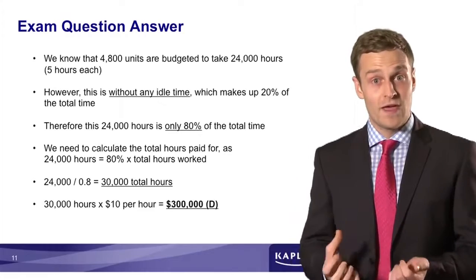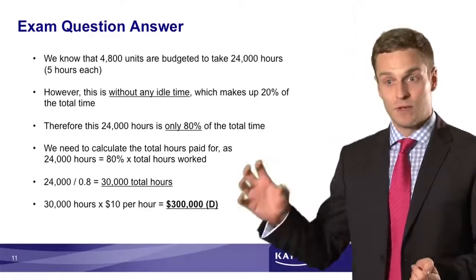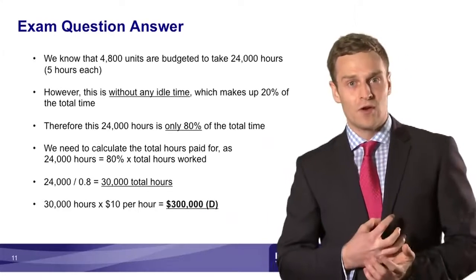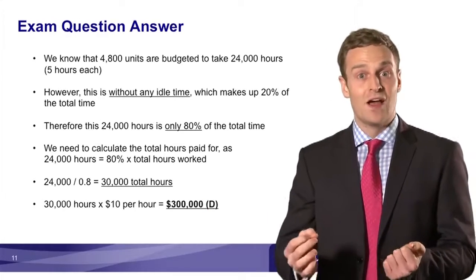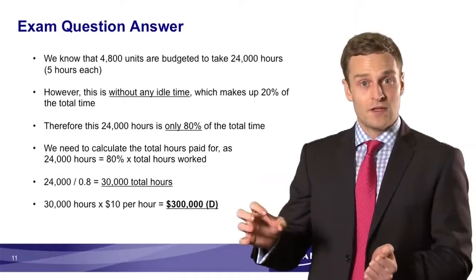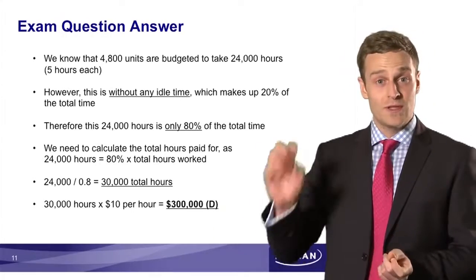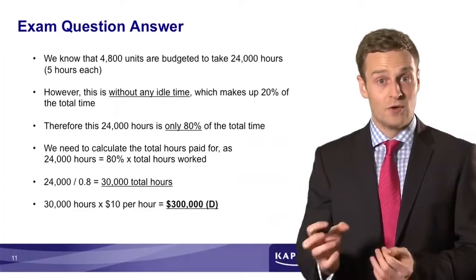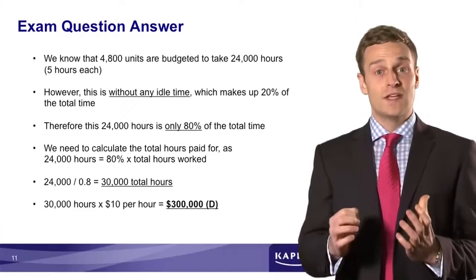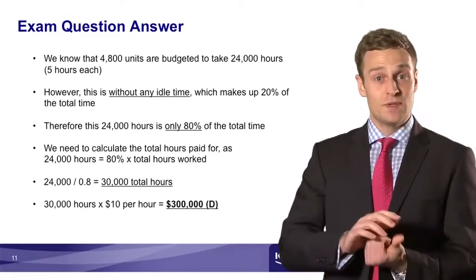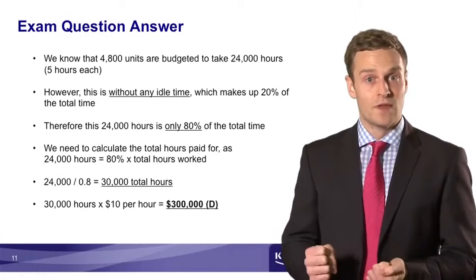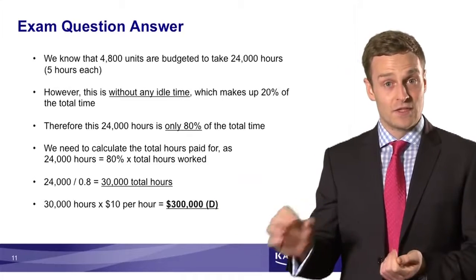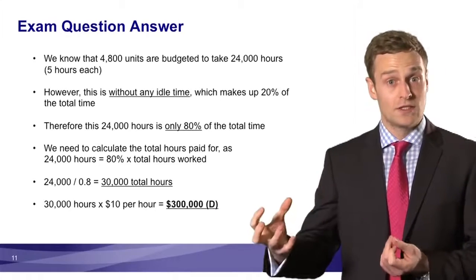It's not their fault if they're in the production line and something goes wrong in a machine or they're waiting for someone else to complete a task before they can carry on. So we need to still pay our staff for that idle time. So we need therefore to think about those 24,000 hours and how we can gross those up to include that idle time. So we're told that idle time represents 20% of the total labour time, which means these 24,000 hours are only 80% of the time that our staff have actually worked.